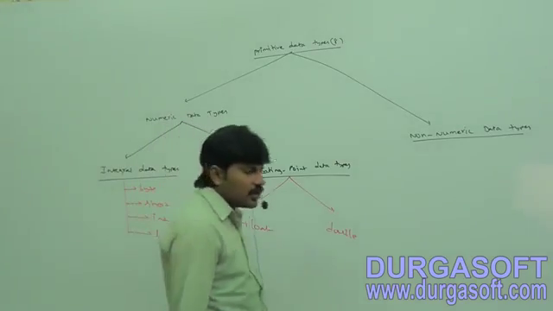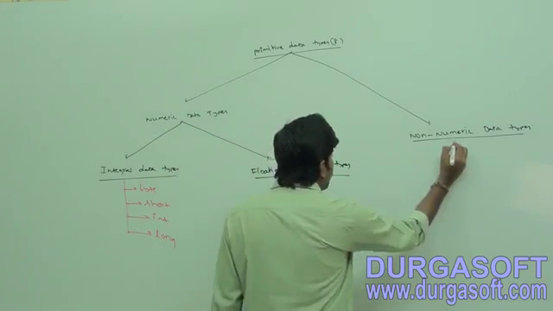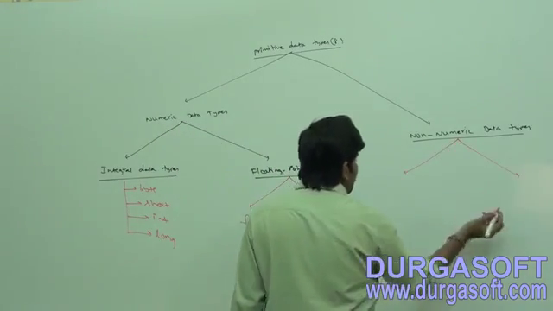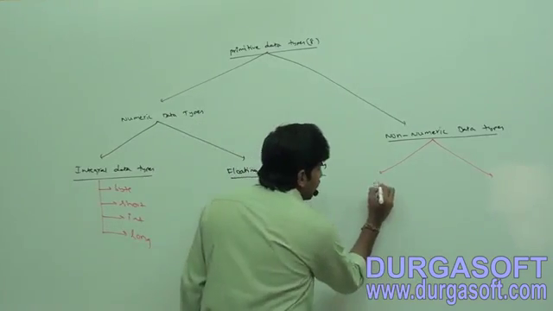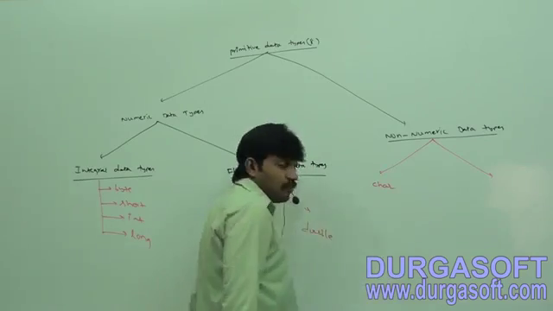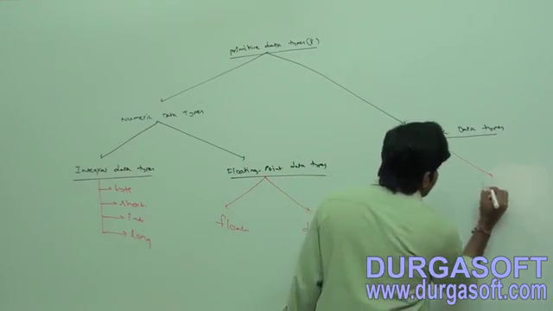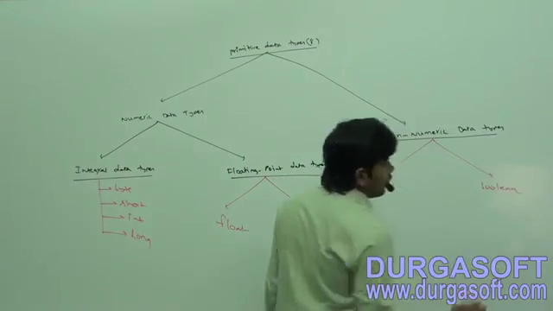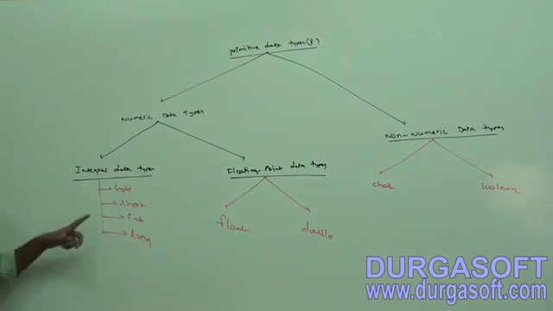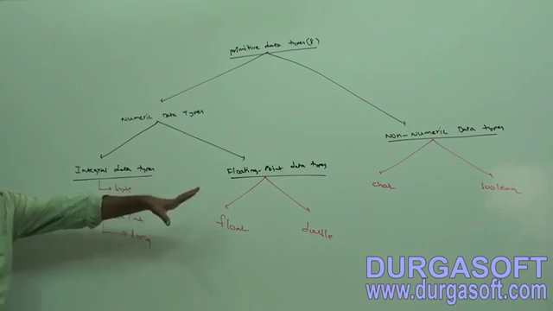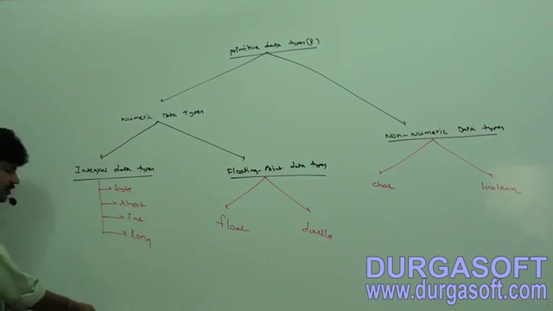Third one, non-numeric data types. There are two categories to represent character. Character is not a number. Character, char data type. To represent boolean is nothing but boolean data type. Boolean value is boolean. That's all. Total, how many data types are there? 8. 4 plus 2 plus 2.